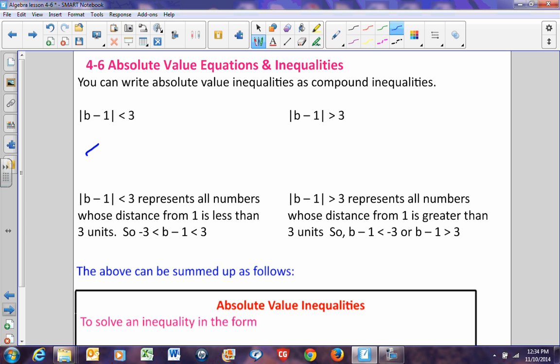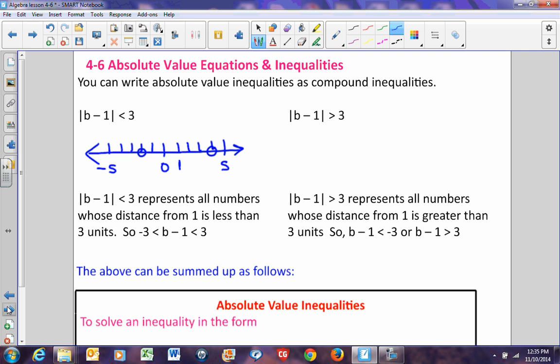So let's look at this. If I had a number line, here's 0, 1, 2, 3, 4, 5, and 1, 2, 3, 4, negative 5. So here we have these two things. b minus 1 is less than 3. So it tells me all numbers whose distance from 1 is less than 3 units. So if I look, here's 1 right here. I have to be less than 3 units. So 1, 2, 3 units. I can be here, or 3 units the other way, 1, 2, 3 units this way.